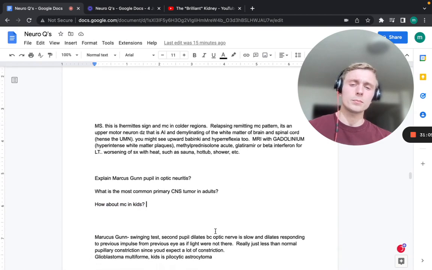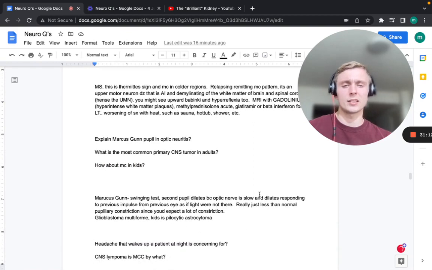So Marcus Gunn pupil, basically when you're doing that swinging flashlight test, the second pupil dilates because the optic nerve is slow, and the dilation responds to the previous impulse from the previous eye as if the light were not there. So it's really just less than normal pupillary constriction. When you're swinging it from the good eye to the bad eye, you'd expect both to constrict. But when you get to the bad eye, it constricts less than normal because of the delay, because you have the optic nerve damage. So it looks like it really dilates. So that's the Marcus Gunn pupil.